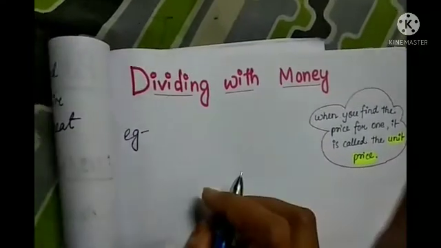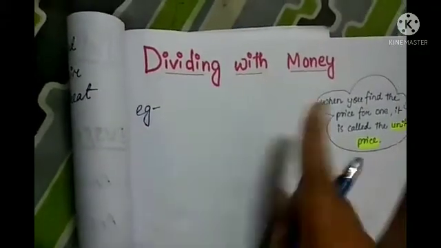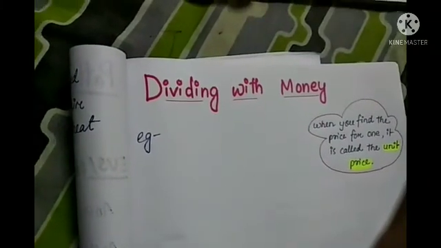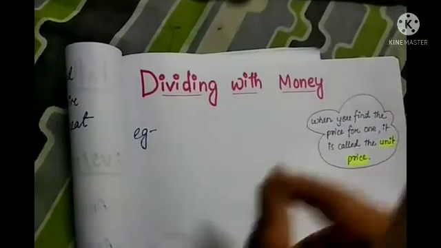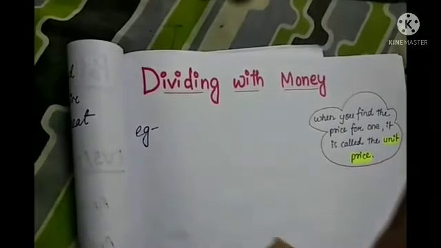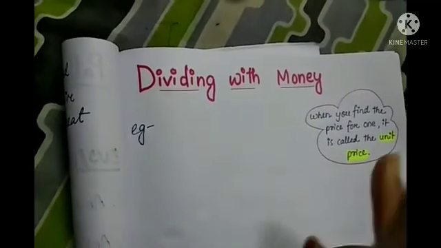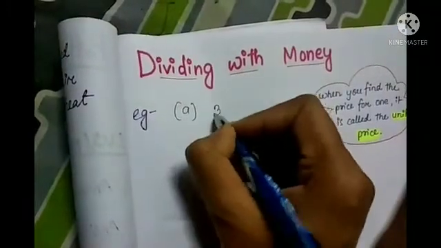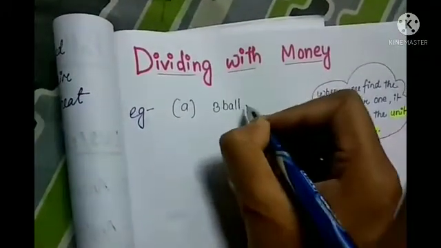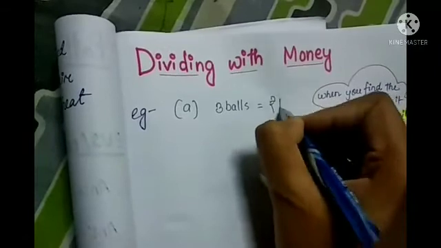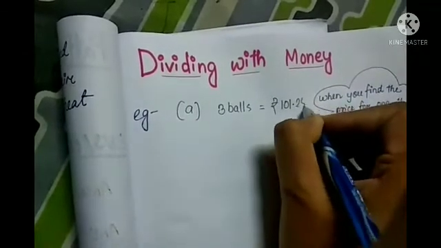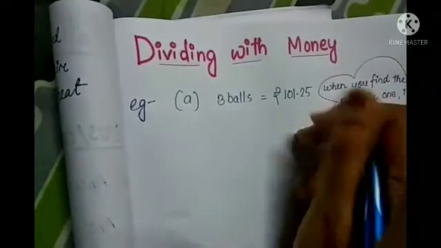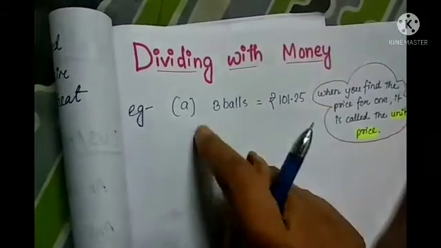So let's take one example. You can see here the question 4.6. Here you see, find the unit price for each. Unit price for each means we have to find out the price for one item. Okay, so a number is given that 3 balls cost rupees 101.25, that means 101 rupees 25 paise. So now we have to find out for what, 3 balls.